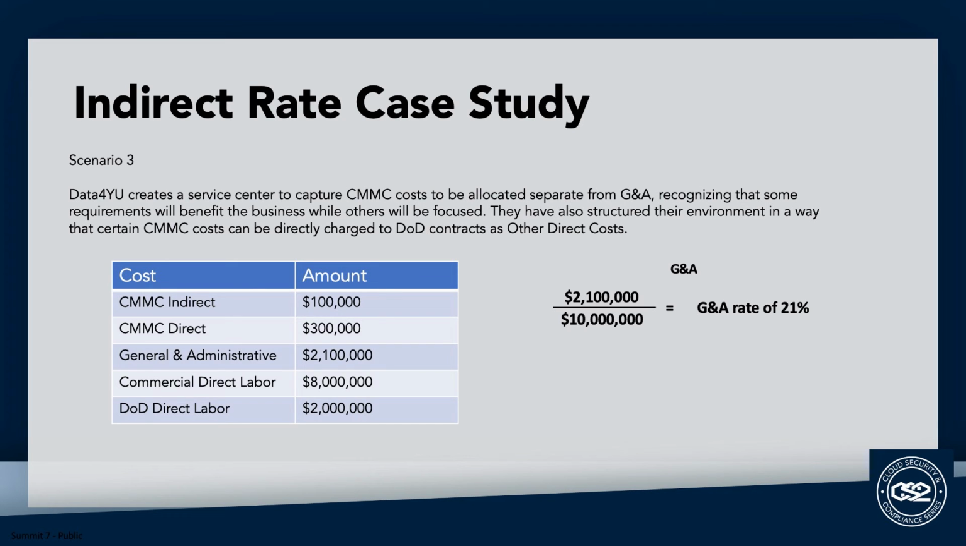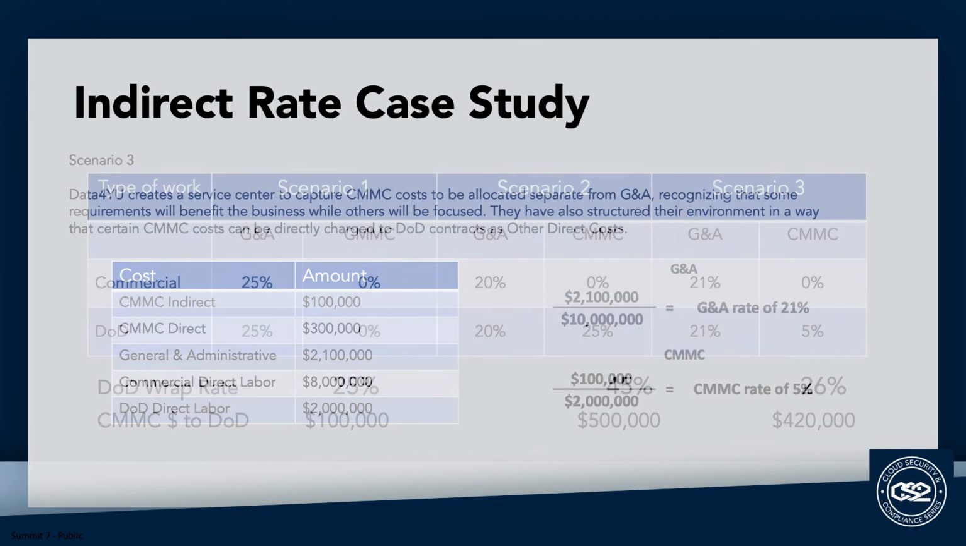Under this circumstance, you've got a G&A rate of 21% and a CMMC service center rate of 5%, right? We took the direct costs out of our indirect cost rate, because that is being directly charged to the contract.